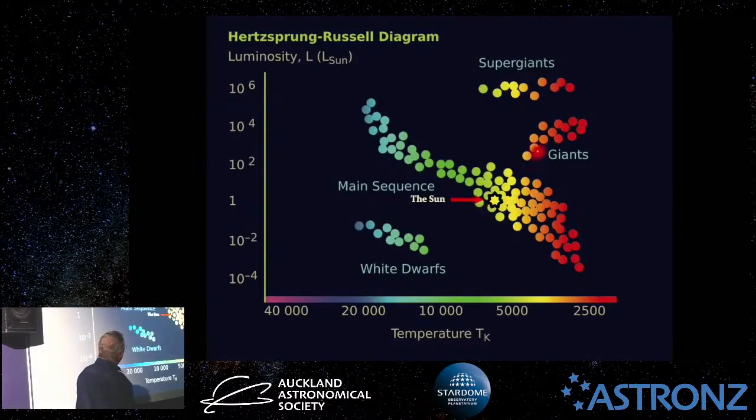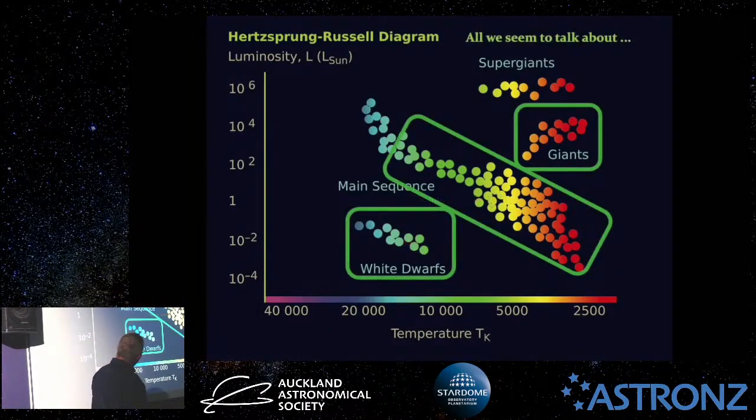You've also got groups of stars called giants, and that's when these low to medium mass stars evolve off the main sequence. They turn into giants, and when larger stars evolve off the main sequence they become supergiants. And then these things down here called white dwarfs, which are the end result of low to medium mass stars, stellar corpses.